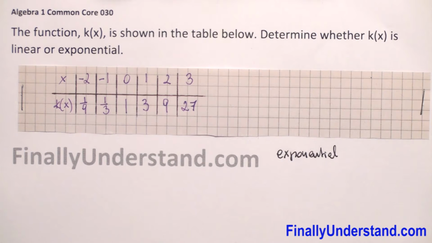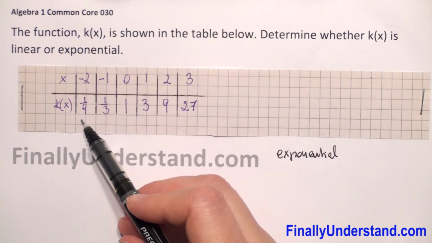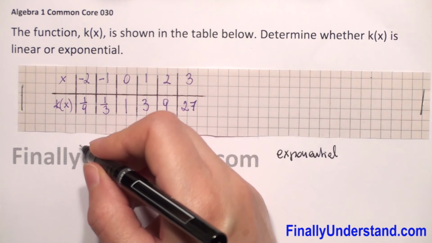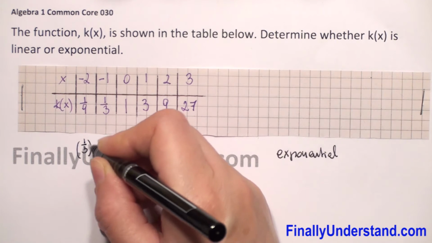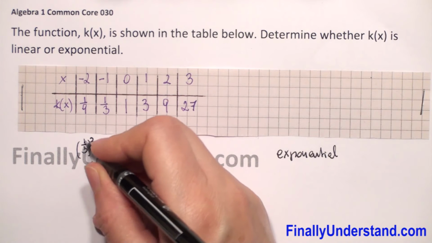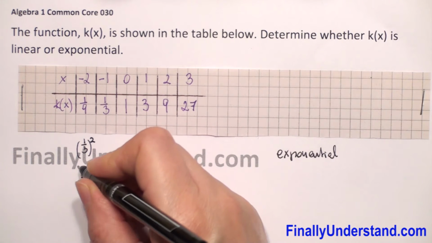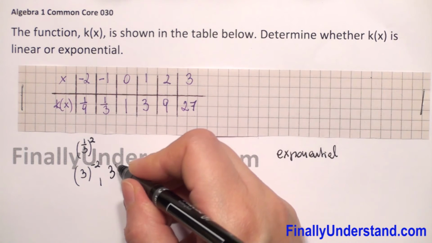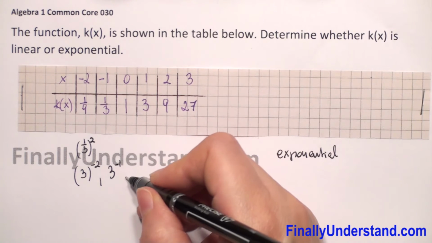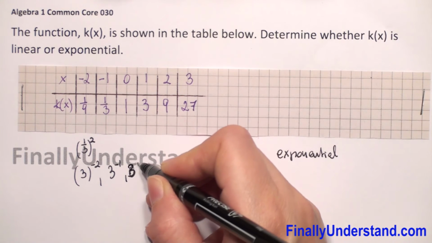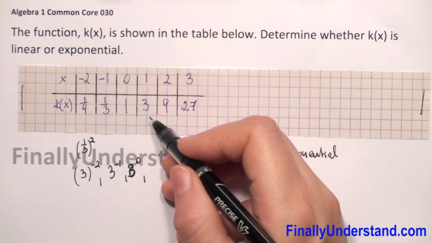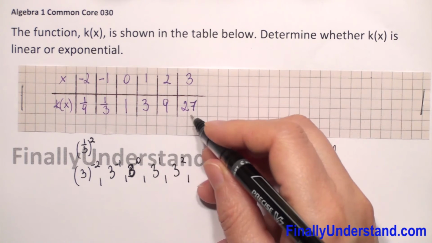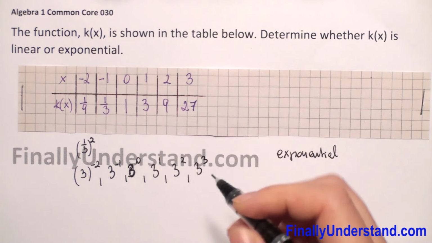And what else? If you change the value of k of x, for example 1/9, we can rewrite that this is 1/3 to the second power. And to change this 1/3 to 3, we can write that this is 3 to the -2 power. 1/3 we can rewrite as 3 to the -1st power. 1 is 3 to the 0 power. 3, we can write that this is 3 to the 1st power. 9 is 3 to the 2nd power. 27 is 3 to the 3rd power.